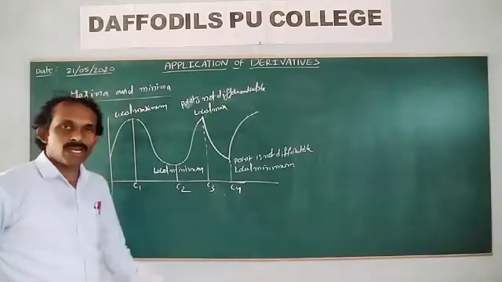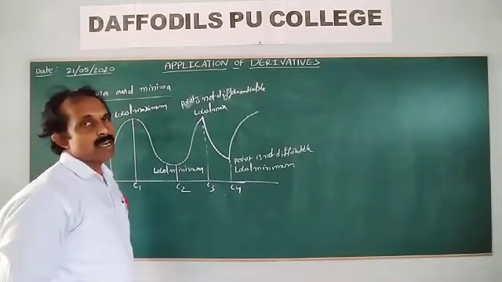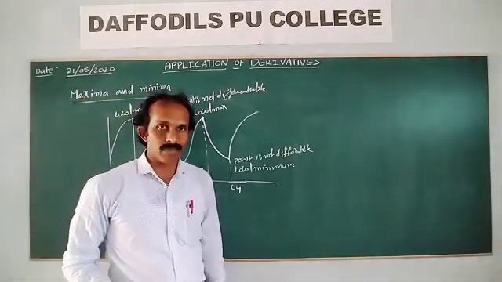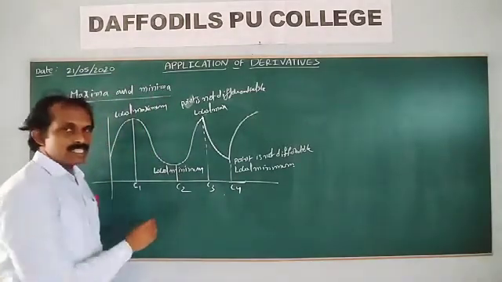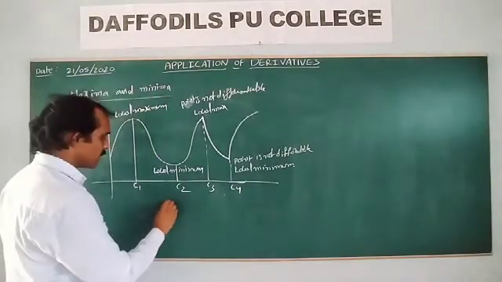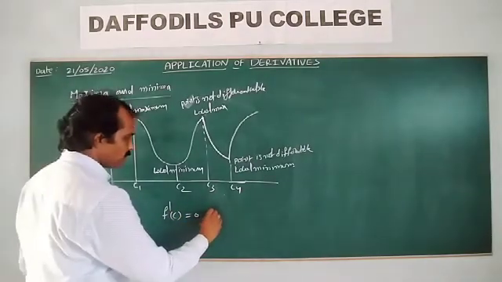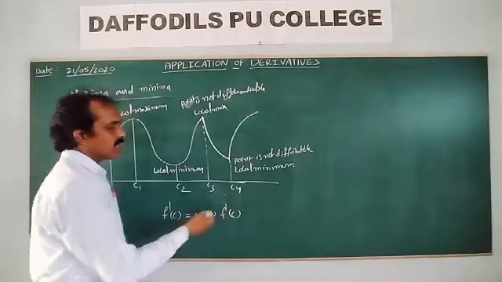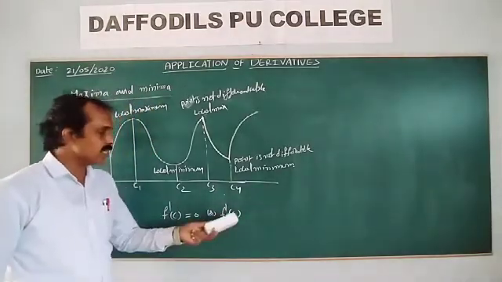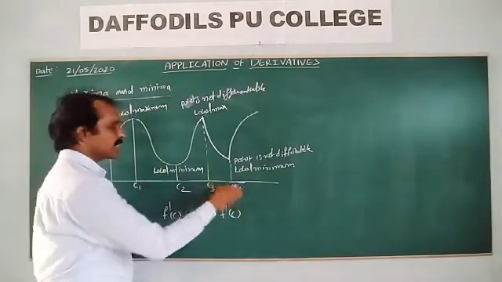So what is the definition of critical points? Let c be any point in the domain of the function f. Then c is said to be a critical point if f dash c is equal to 0 or f dash c does not exist. F dash c does not exist means differentiation is not possible. Here differentiation is not possible, but these are critical points.